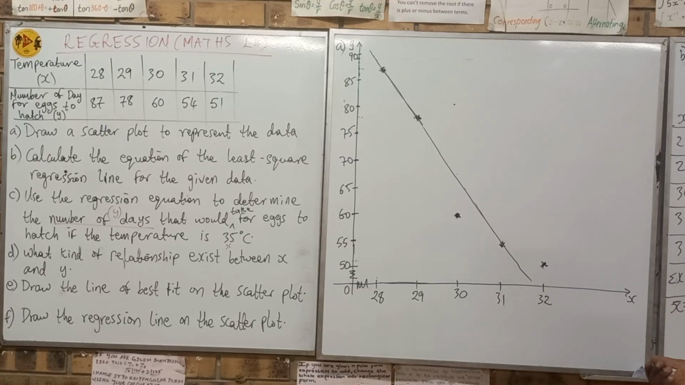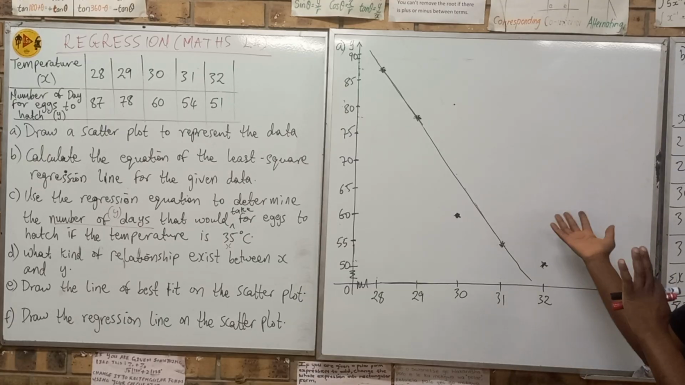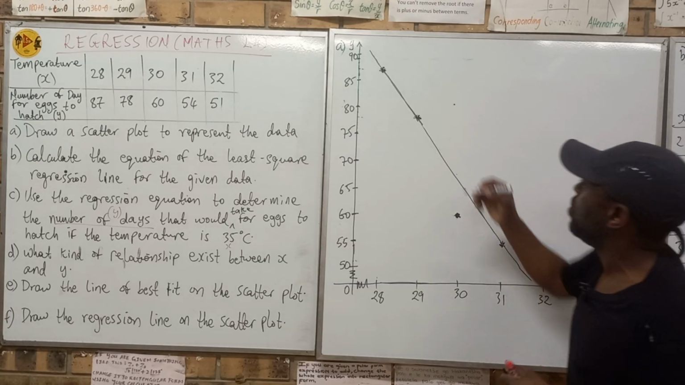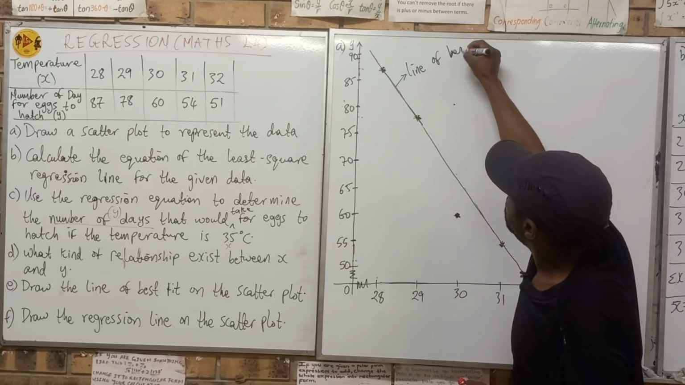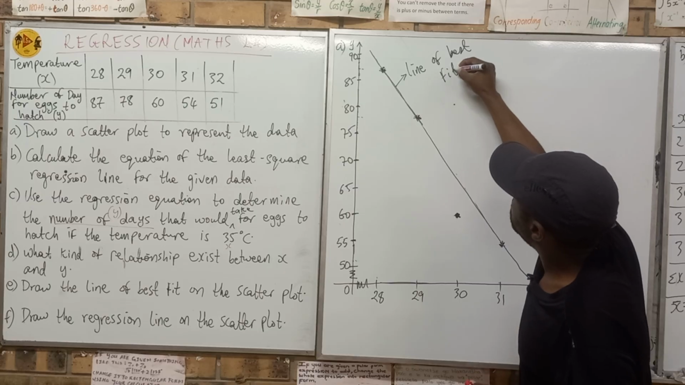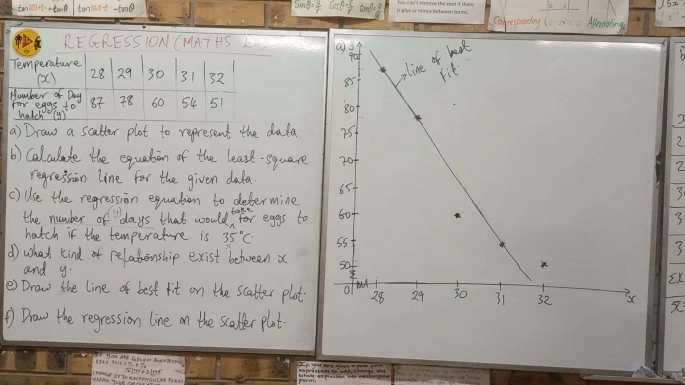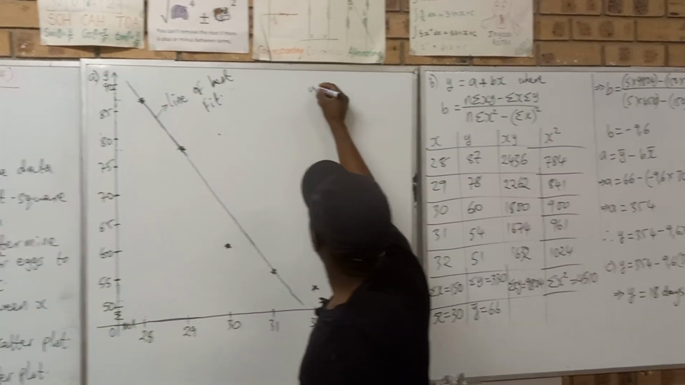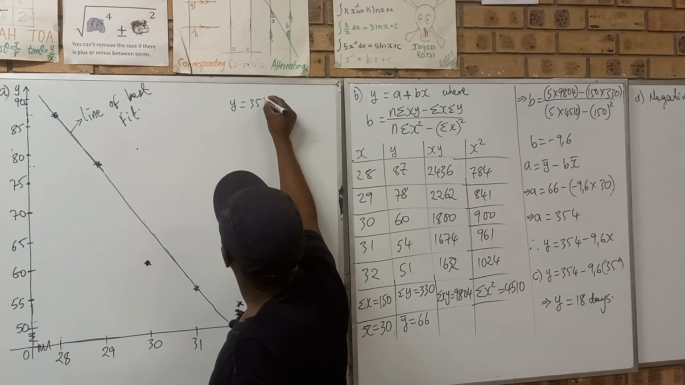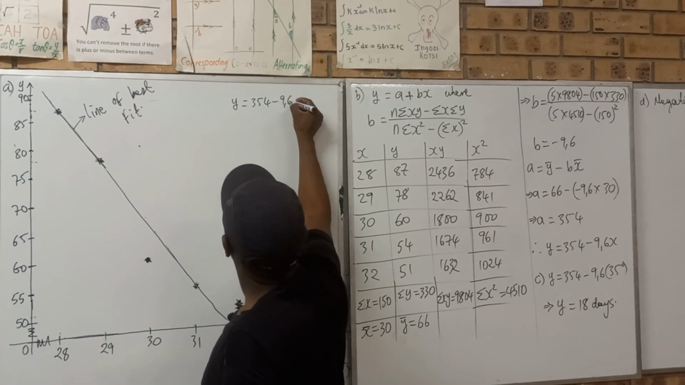If there were 3 points that were not touched, they must be shared 2:1. That is how you know you are seeing a line of best fit. So that is it about the line of best fit. Then the last thing says draw the regression line on the scatter plot. So the regression line that we got was y equals 354 minus 9.6x.